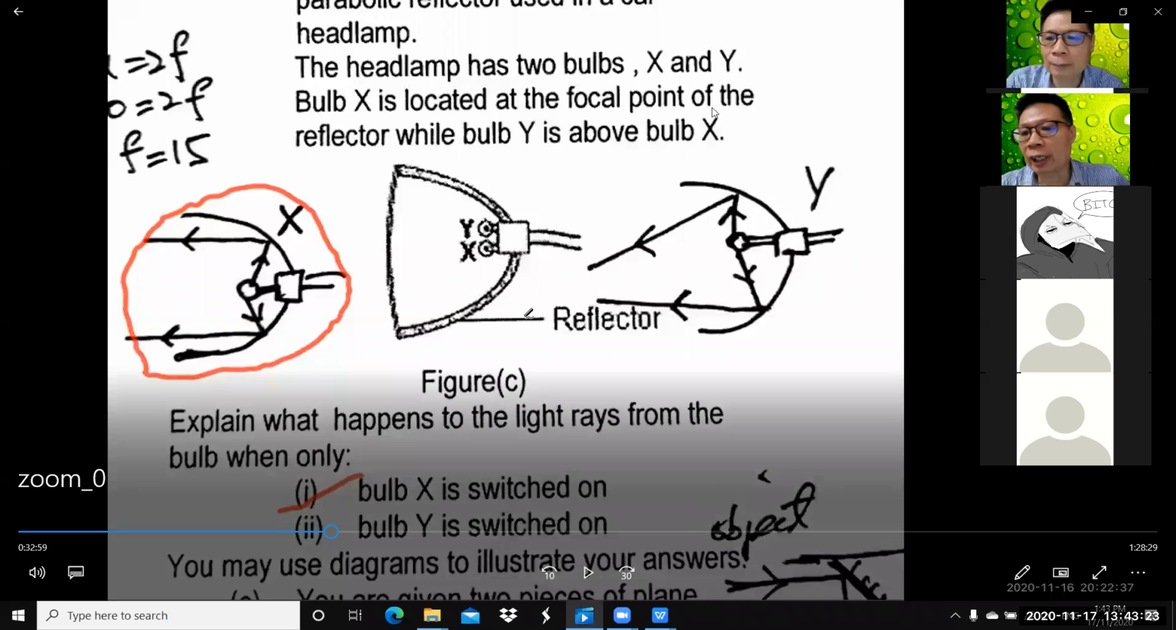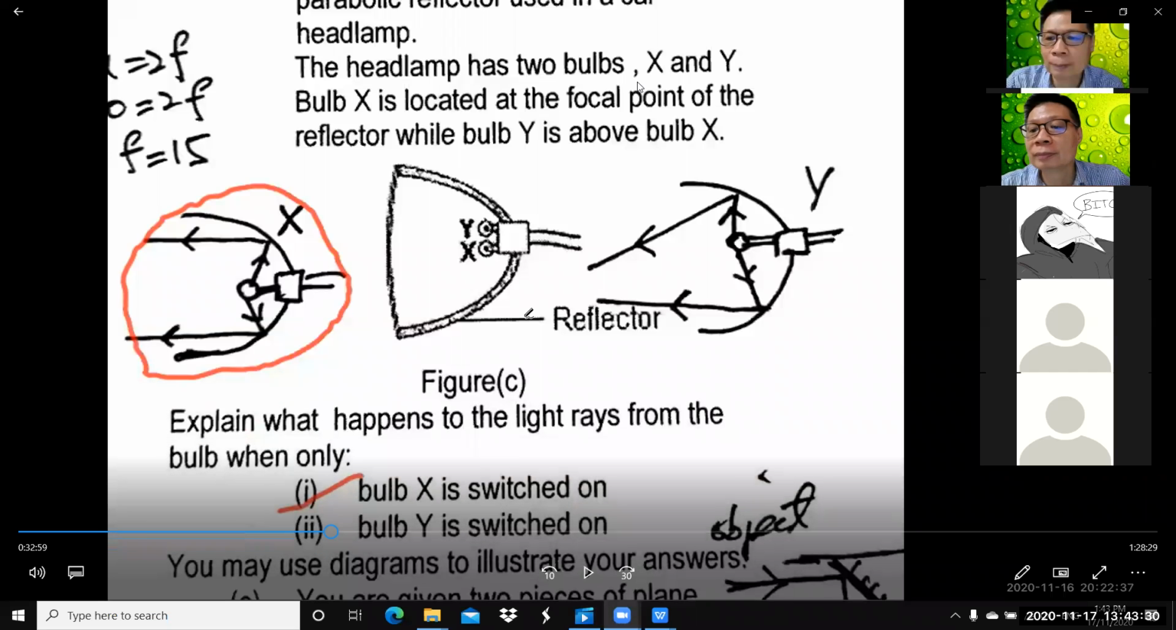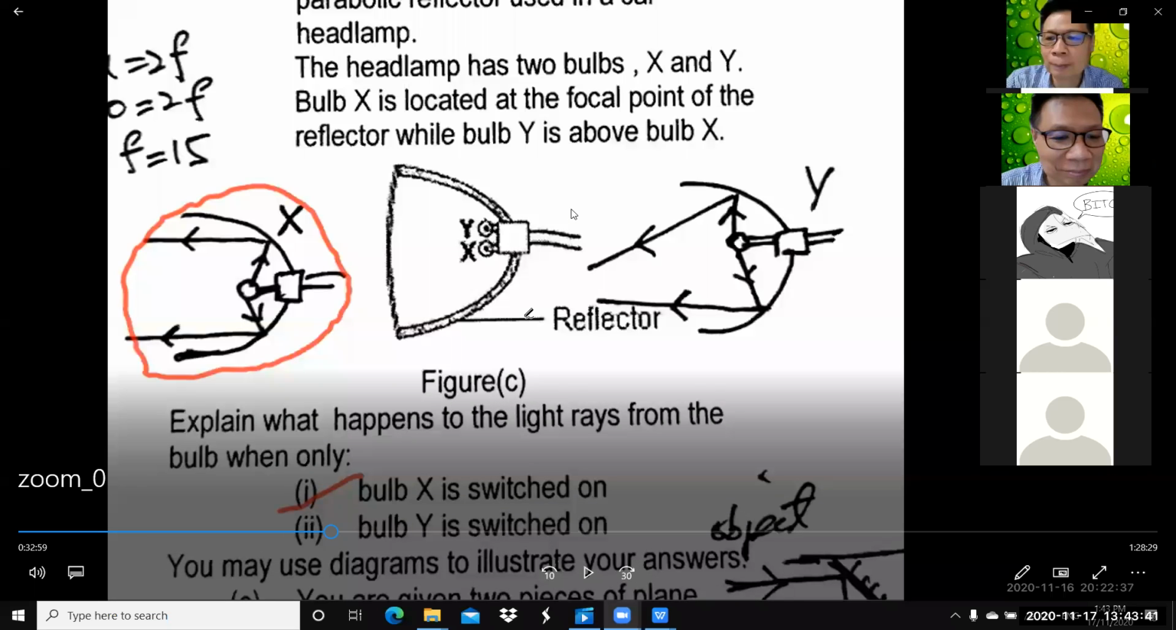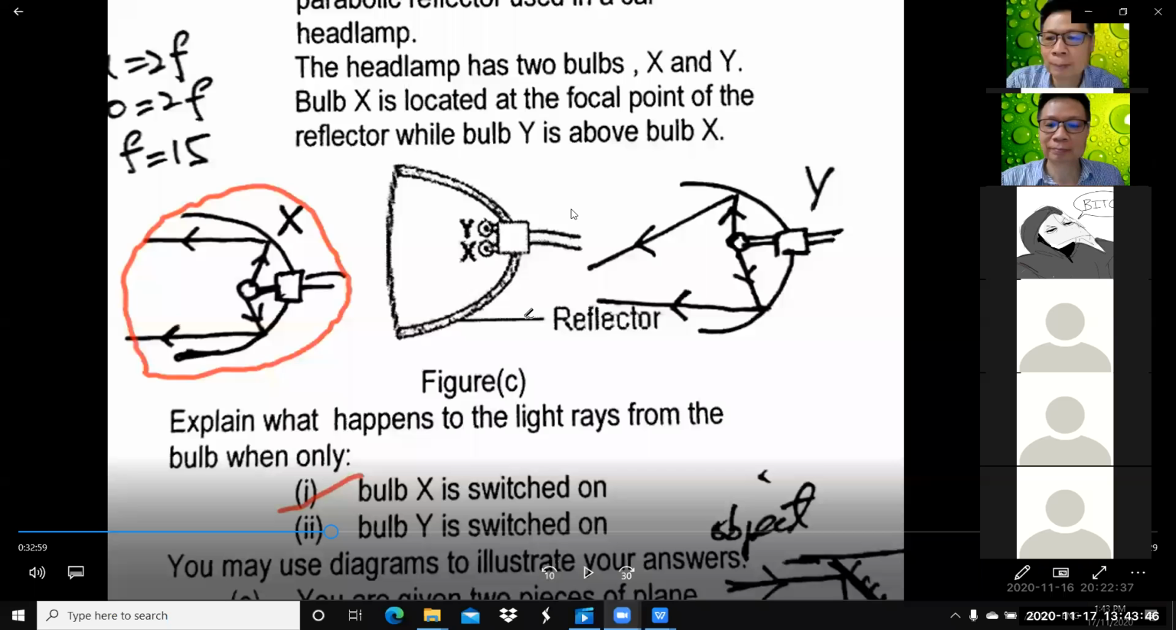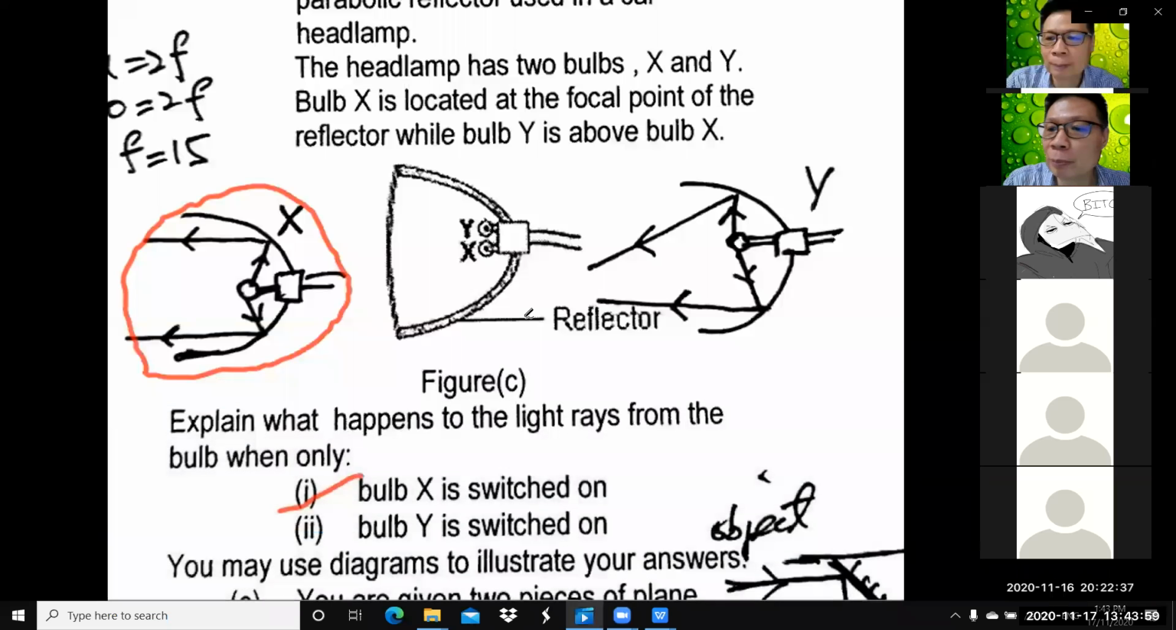Okay, let me test one student. Liang Jianxing, come out. Are you there, Liang Jianxing? Now read out your answer. When bulb X is switched on, the light is reflected by the reflector horizontally. Light travels longer distance, therefore bigger area is brightened. Yes, very good, Liang. Thank you. Okay, we move on to the next one.